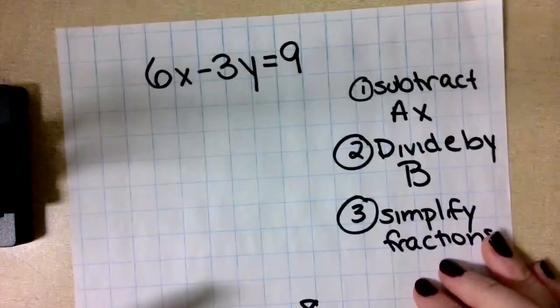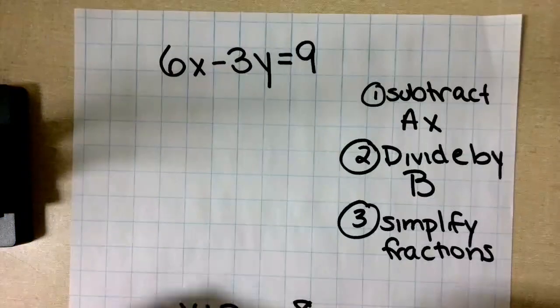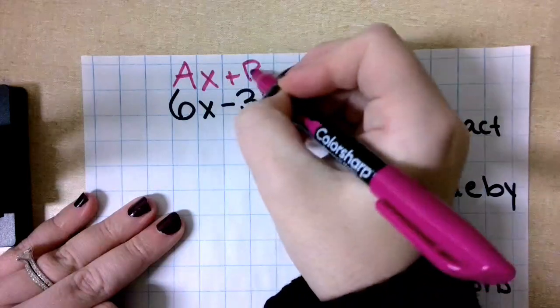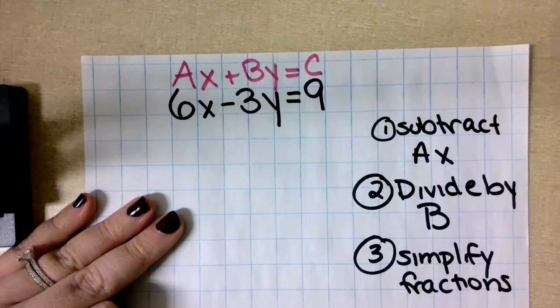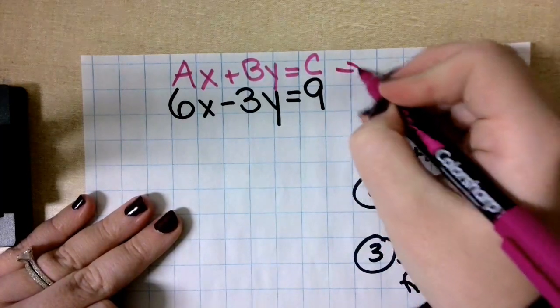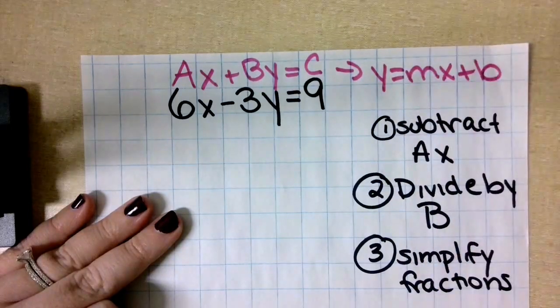So another way to graph would be to put it in slope-intercept form, so y equals mx plus b. So first thing we need to remember is standard form is always written in ax plus by equals c form. Always. So you just have to follow the steps. It's like as if it's a literal equation. I'm solving for y because I want it to look like y equals mx plus b.